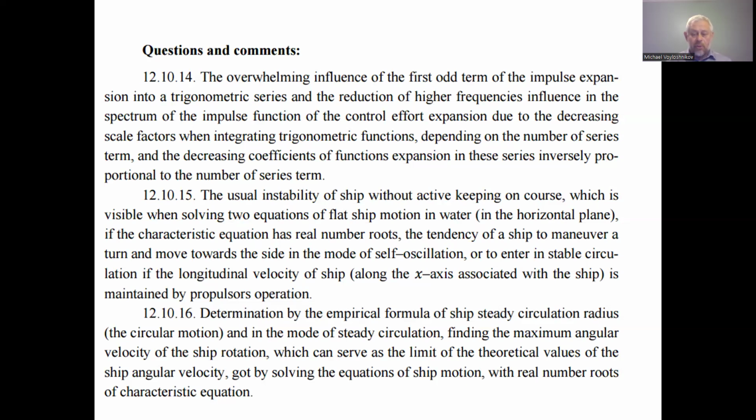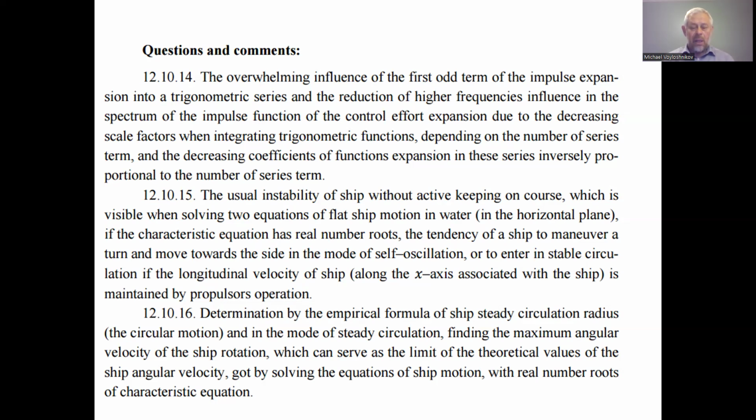That is, the ship moves more smoothly. I mean, talking about the dependencies of the elements of the ship motion on time, the control actions are less smooth. They could be sharp and of an impulse nature, the control actions.